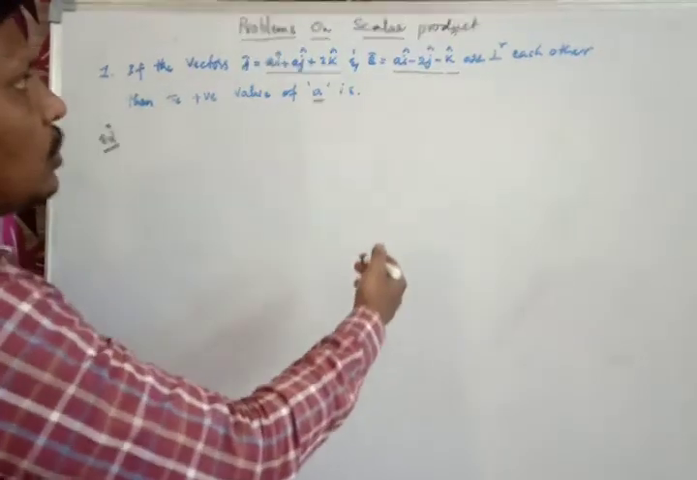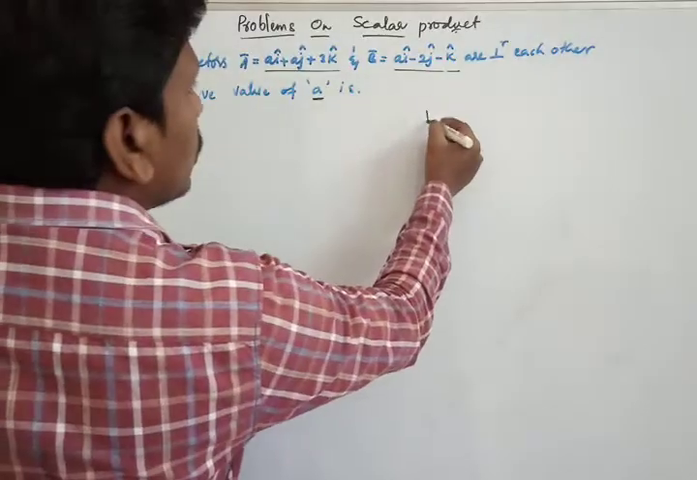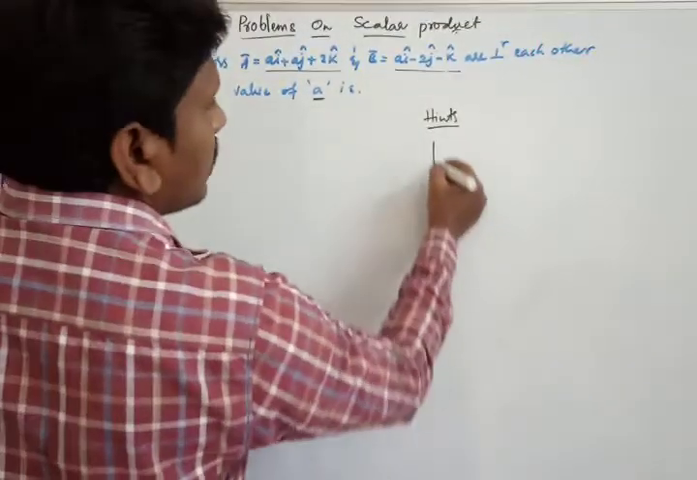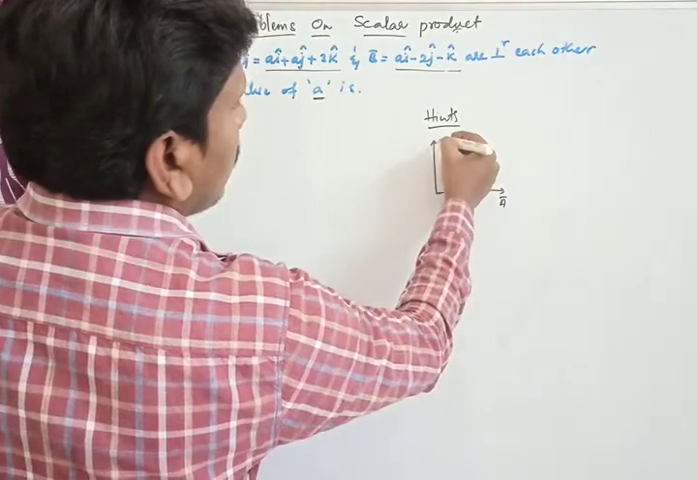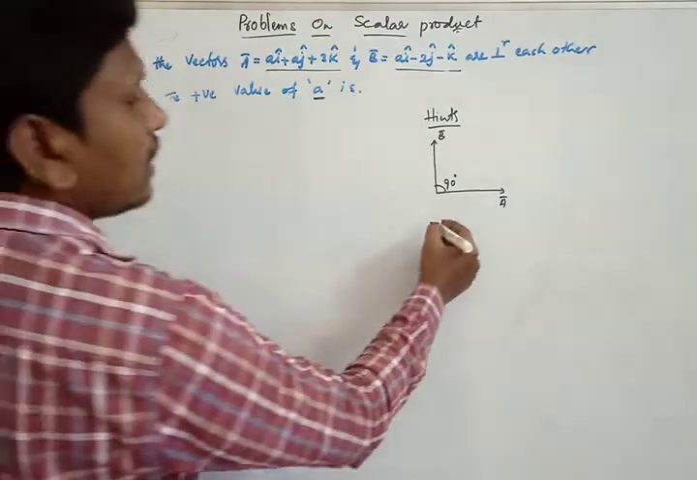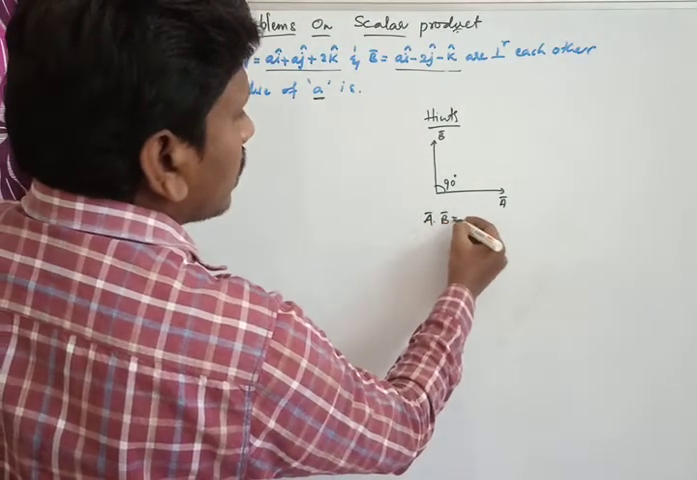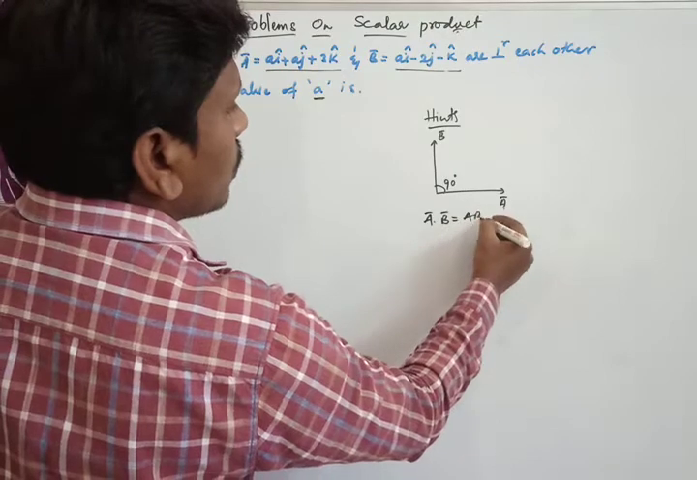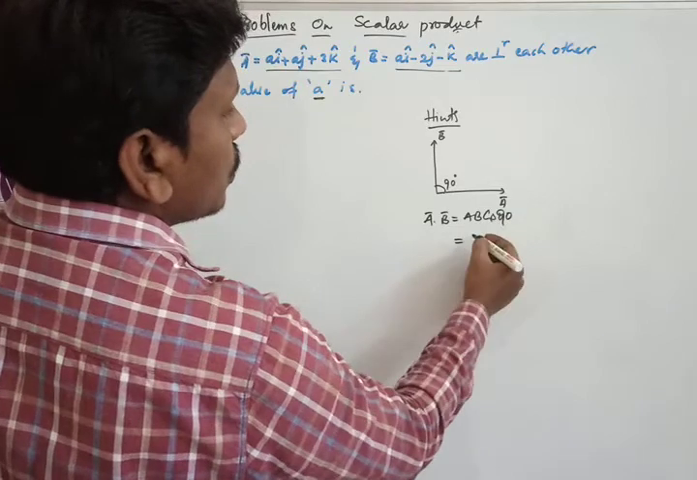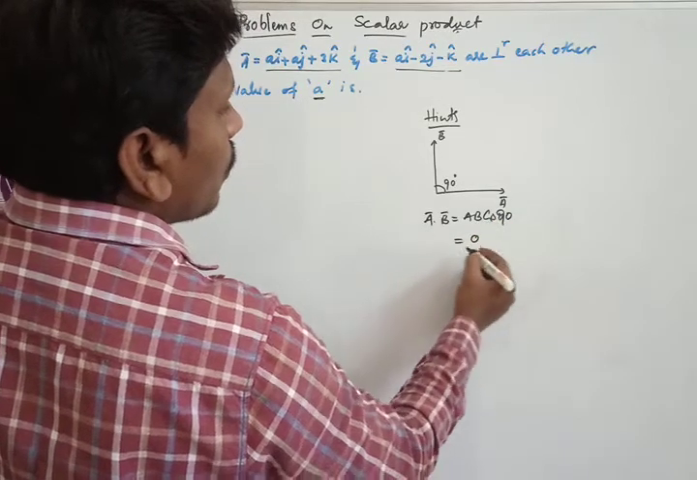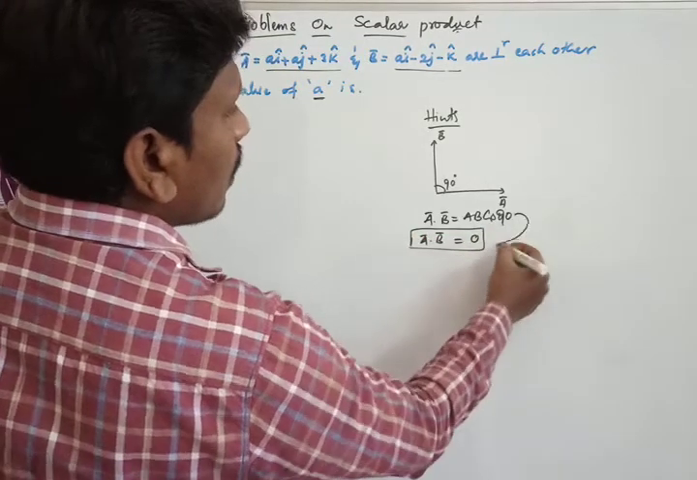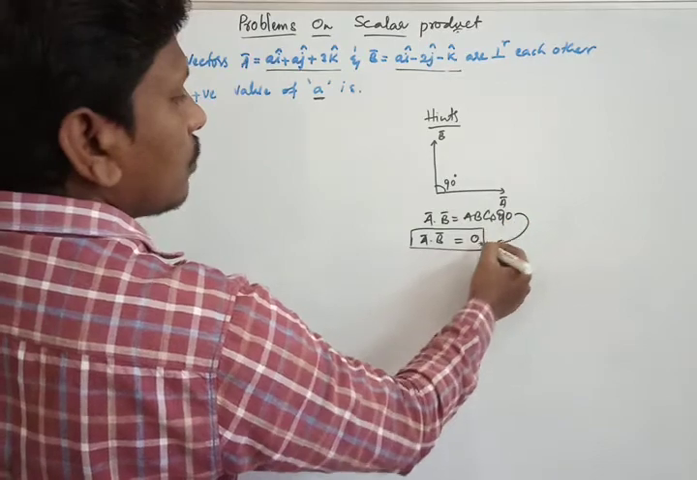Okay, before we solve the problem, we need to go through the given values in the problem. Two vectors are normal to each other, so the angle between them is 90. According to the scalar product, a bar dot b bar is equal to ab cos 90. Cos 90 is 0, so 0 into ab. So from this we can write ab cos 90 equal to 0.